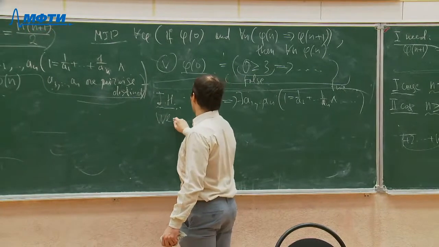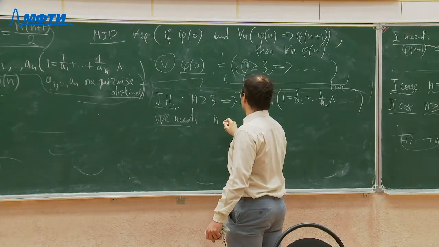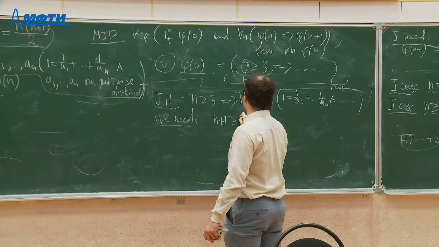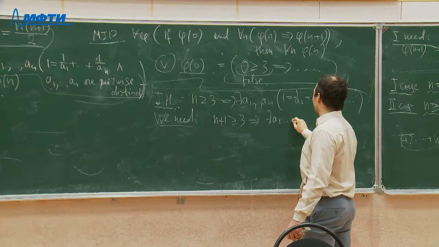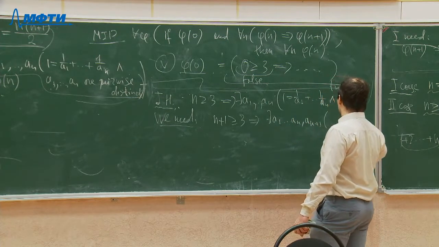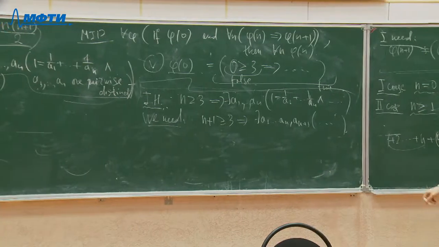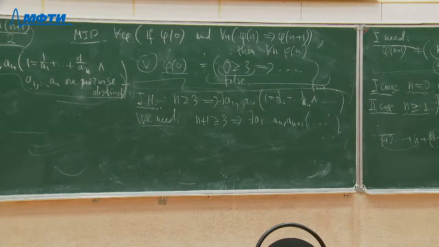And we need the same statement, the same implication, but for n plus 1. So there exist a1, ..., an plus 1, so that... Is it clear? Okay.